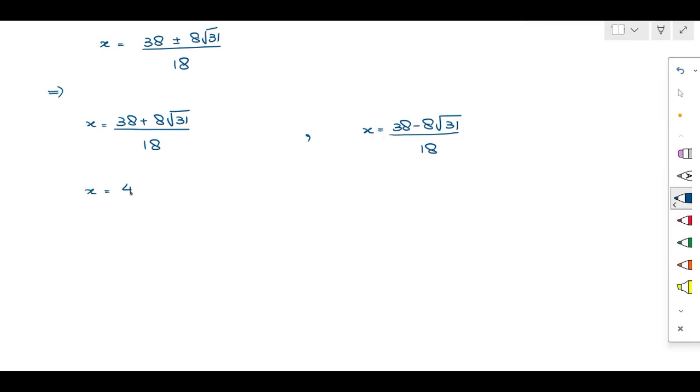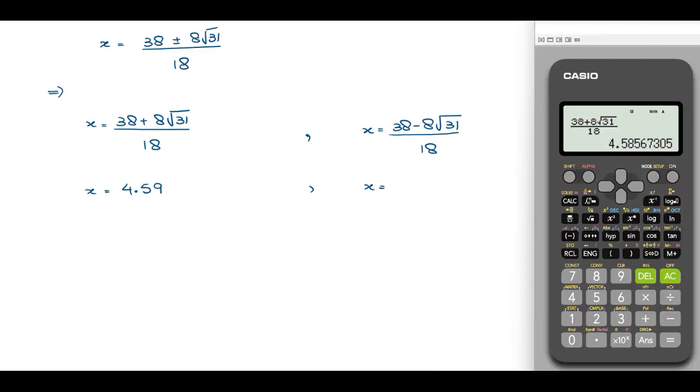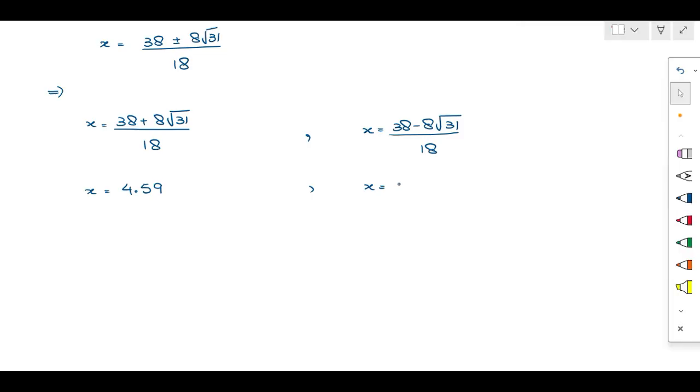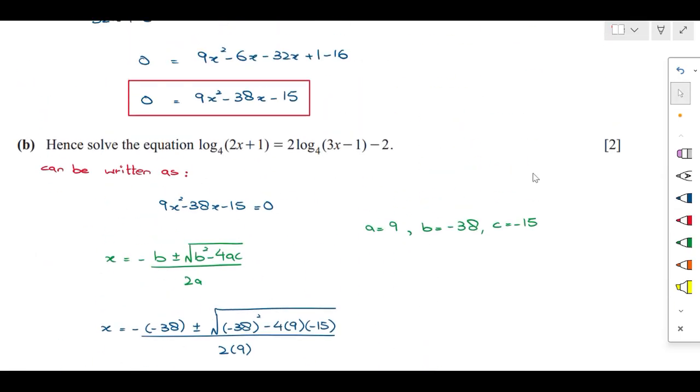x is equal to 4.59, and the other solution is, this is negative over here, that is negative 0.363. 0.36 with a negative. Okay, so which one is the correct solution? Let me check. So we need to plug the solution into the equation and simplify the answers.